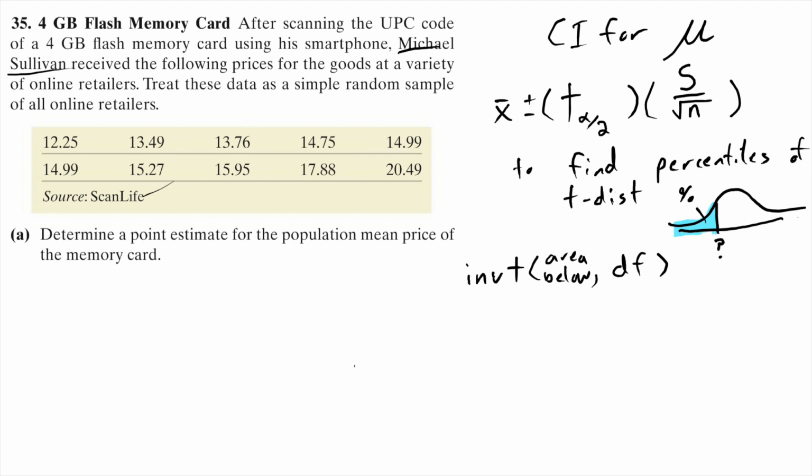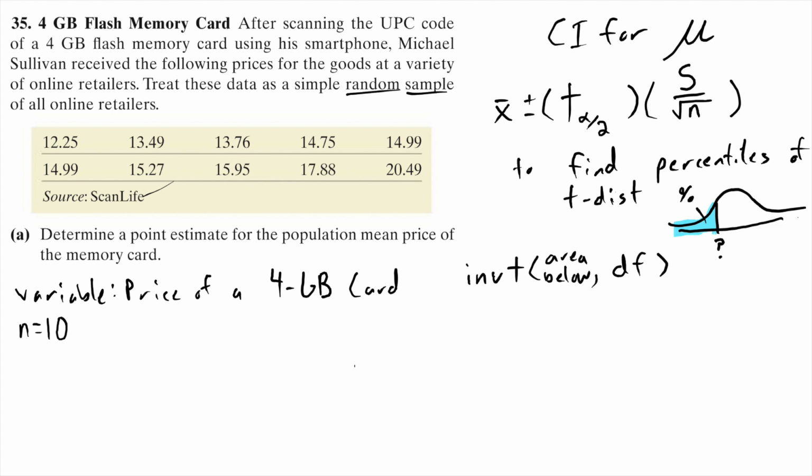What's his data? It is the price of how much these flashcards cost. And what's his variable? It's the price of a 4 gigabyte flashcard. And he's got 10 data points here. So, okay, what are we supposed to do? Well, let's look at part A. It says determine a point estimate for the population mean price of the memory card.